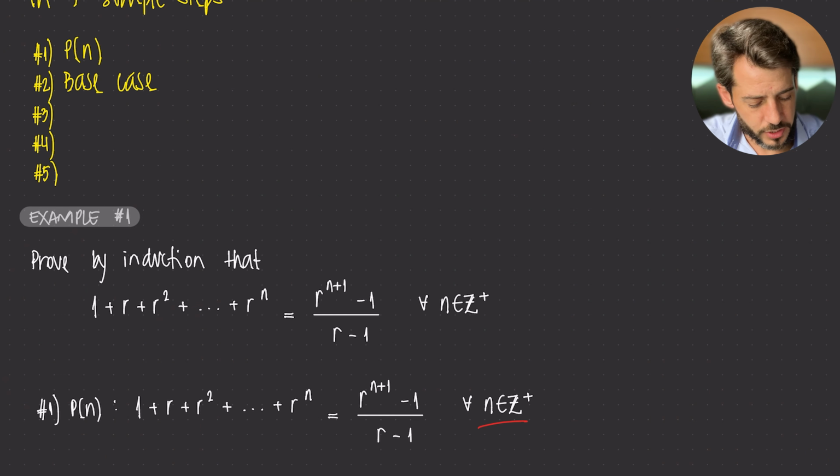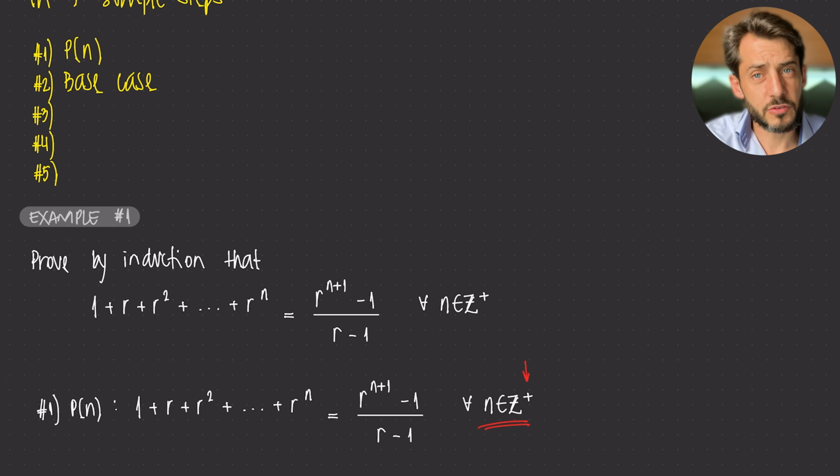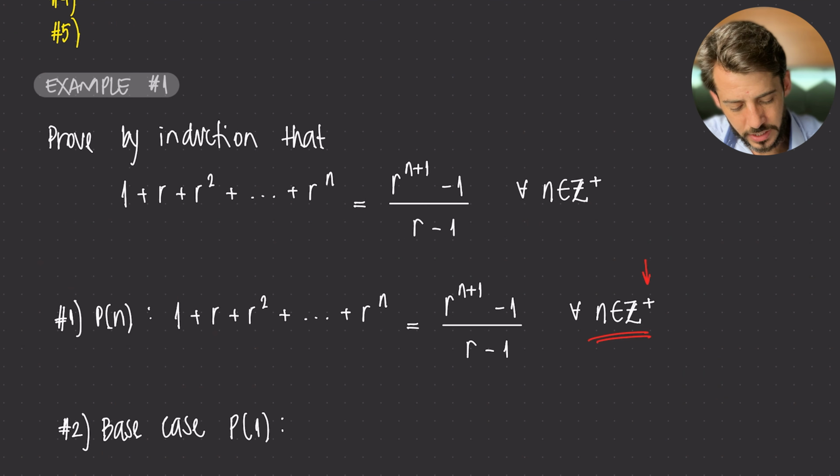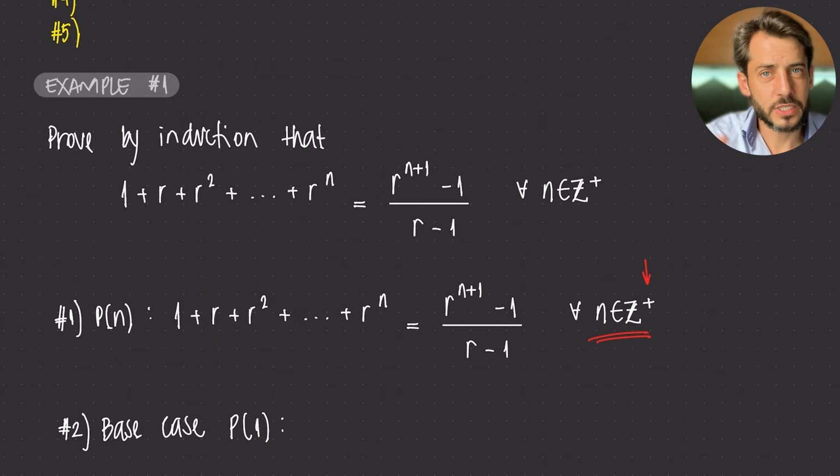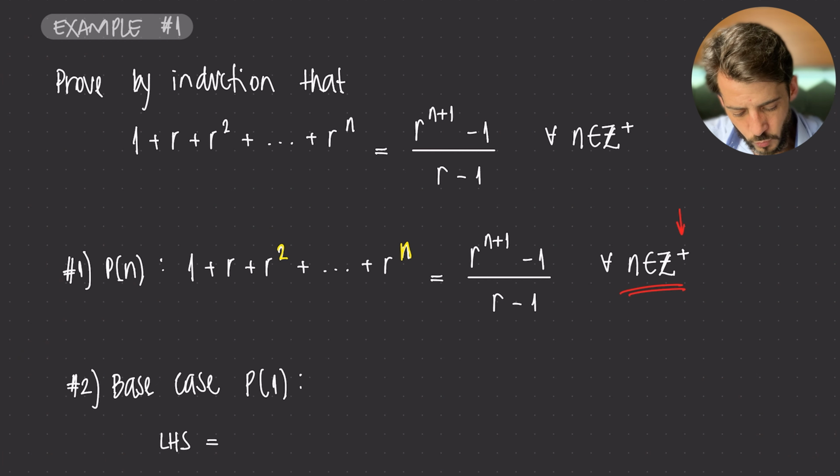Step number 2, the base case. Notice where your interval starts. Right now we're talking about positive integers, therefore the interval starts at 1. So on the base case, we're going to evaluate the left and the right hand side for n equals 1. Now in this case, be careful with the left hand side because n is equal to 1 over here, meaning that for n equals 1, on the left hand side we have 1 plus r.